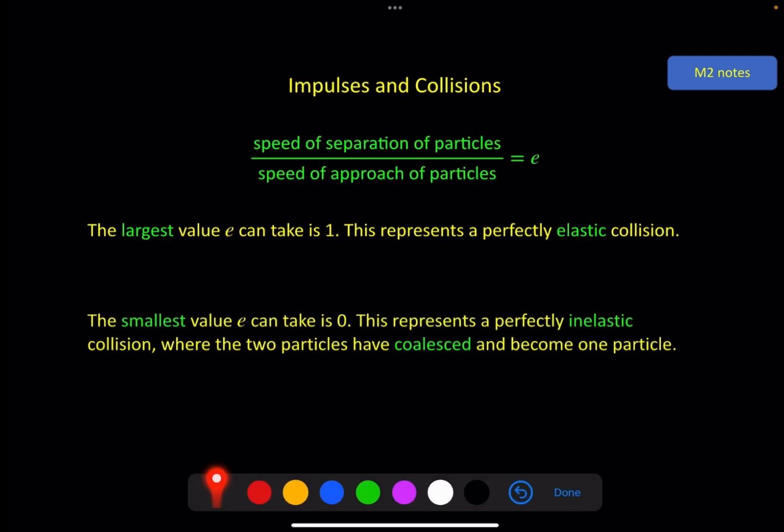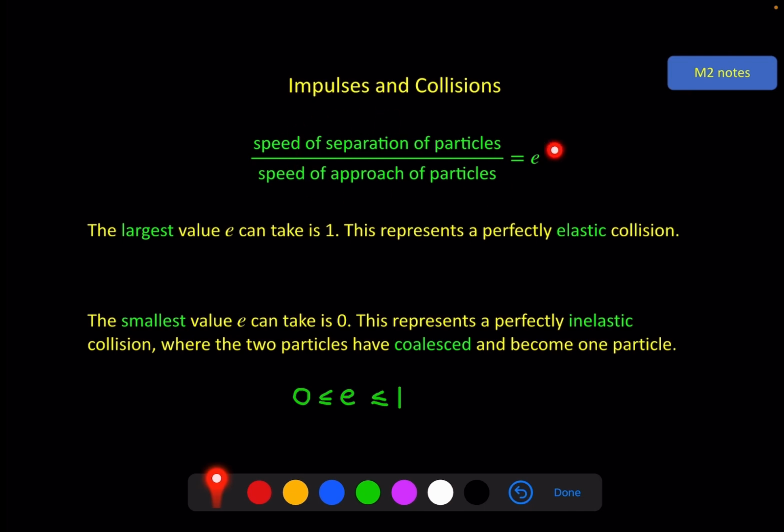Obviously, with this ratio you're never going to get anything less than 0, because you can't have a negative speed. And if it is 0, this represents a perfectly inelastic collision where the two particles have coalesced and combined into one particle. If you think about it for a moment, the speed of separation, this number on the top, if that's 0, that means that they are not separating. And that, of course, is what coalesced means. They've combined and they don't separate anymore. So it's important to remember that e will always be between 0 and 1.